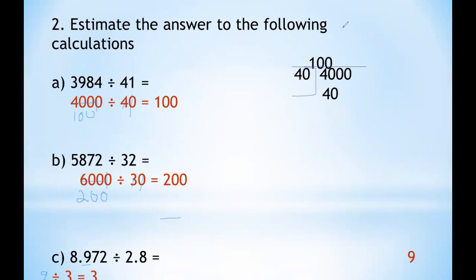So this is the way when you round the number for estimation according to the highest place value. I hope you understand.